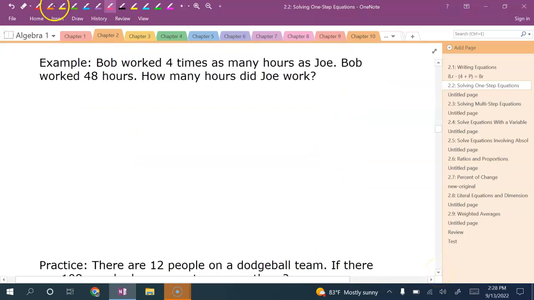Next example here says that Bob worked 4 times as many hours as Joe, and Bob worked 48 hours. How many hours did Joe work? So we need to use something to represent Joe's amount of time. So I'm going to just use the letter J for that. Now it says that Bob worked 4 times as much as Joe. So I'm going to write 4J, 4 times the amount of Joe. And that equals 48 for Bob's total. So then to solve this, I would divide both sides by 4. So Joe would have worked 12 hours.